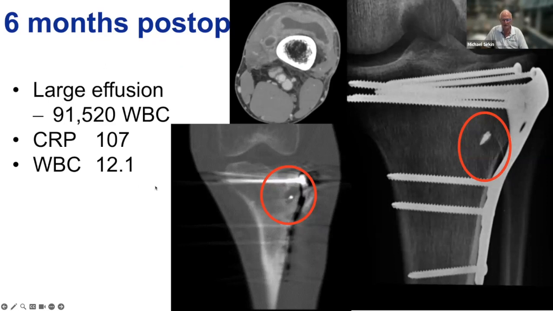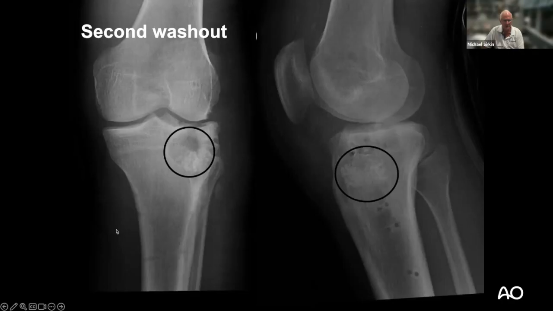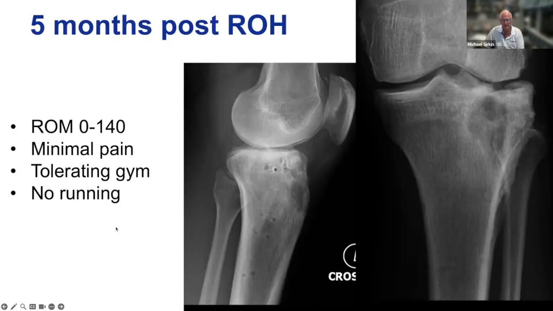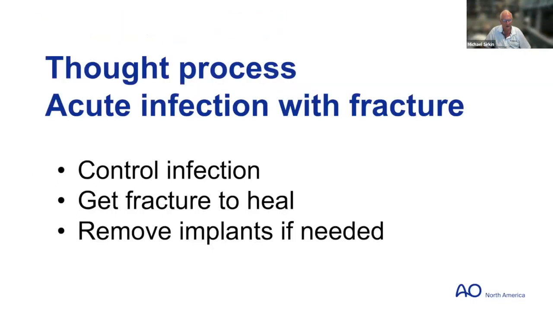But now our fracture's healed and we can go ahead and do our debridement, take our hardware out, fill the defect with calcium sulfate. And here he is 5 months after his infection. Still unclear what will happen with the joint totally, but there is cartilage there, as Arun talked about. And he has minimal pain. He's running, or he's not running, but he's doing gym exercises. So again, same thought process. And this time we had to remove the implants.